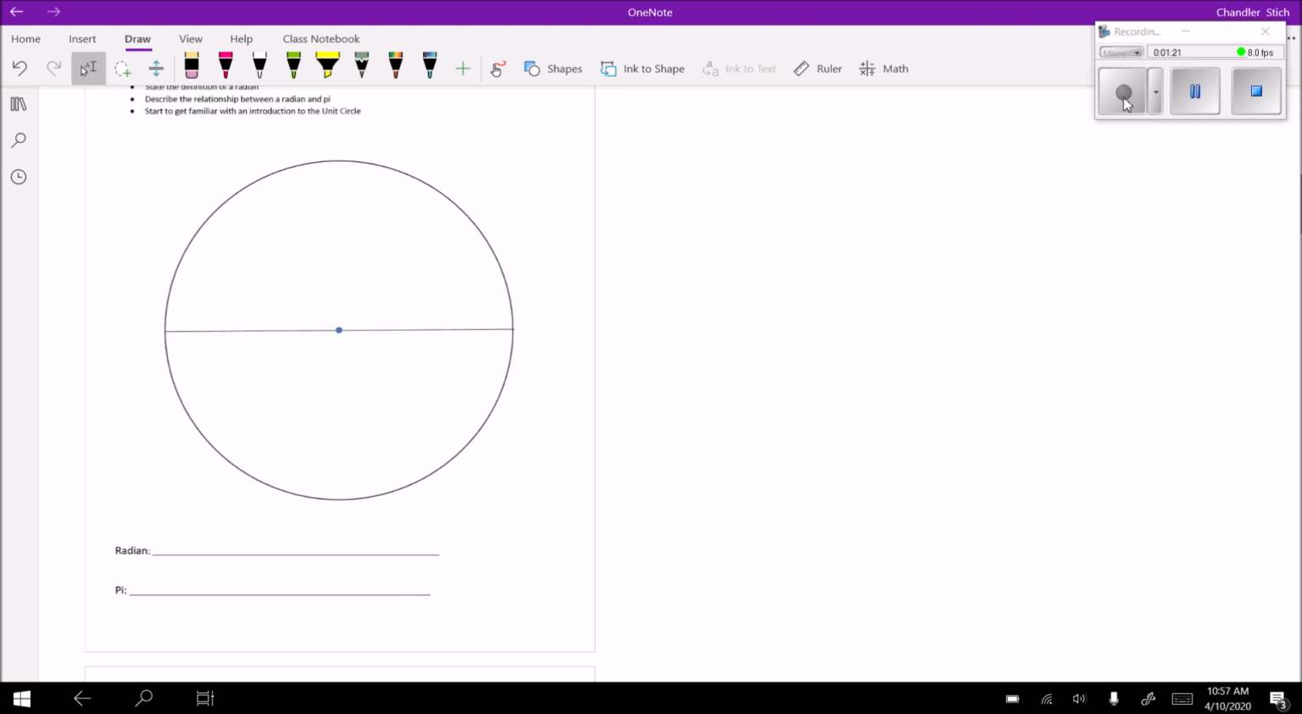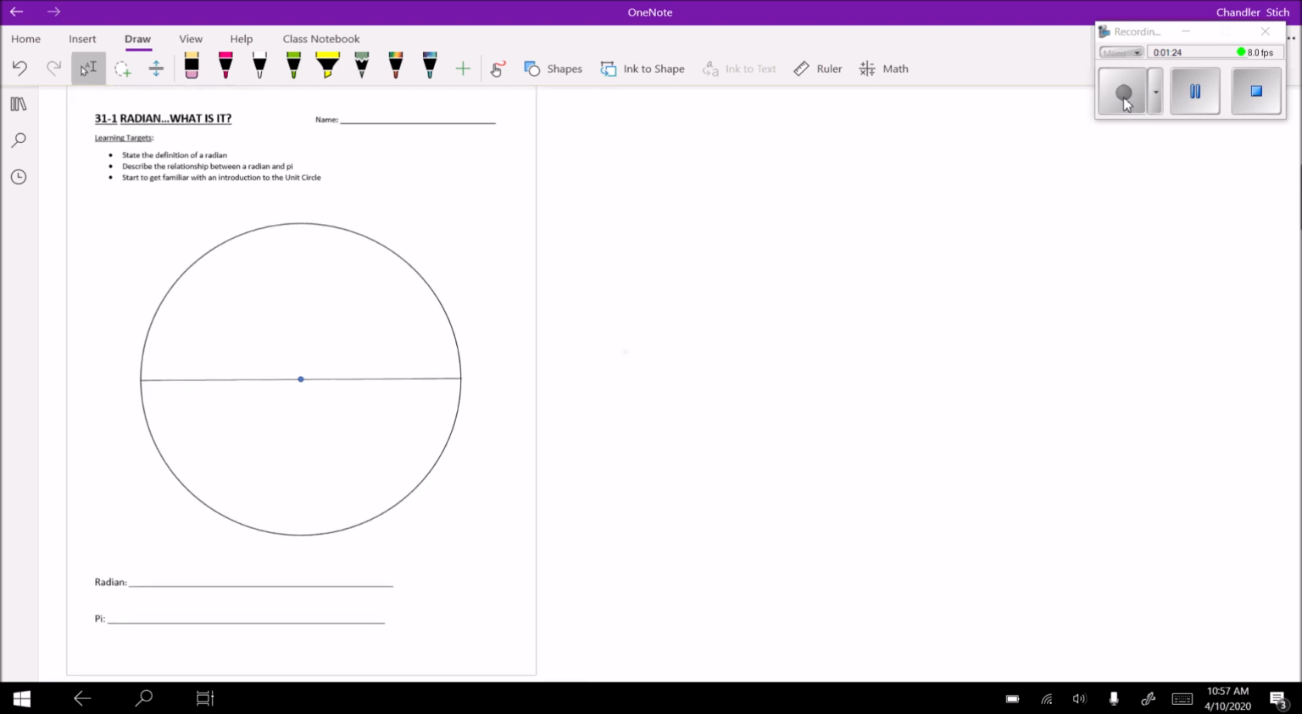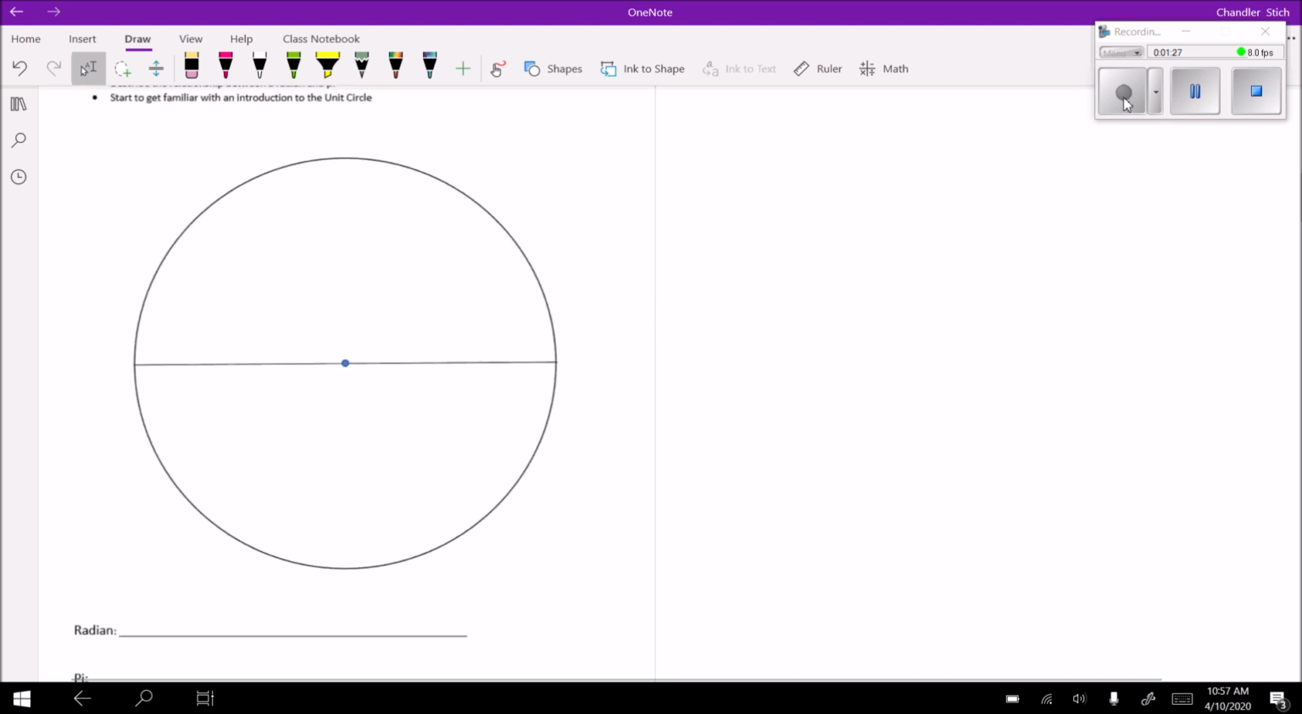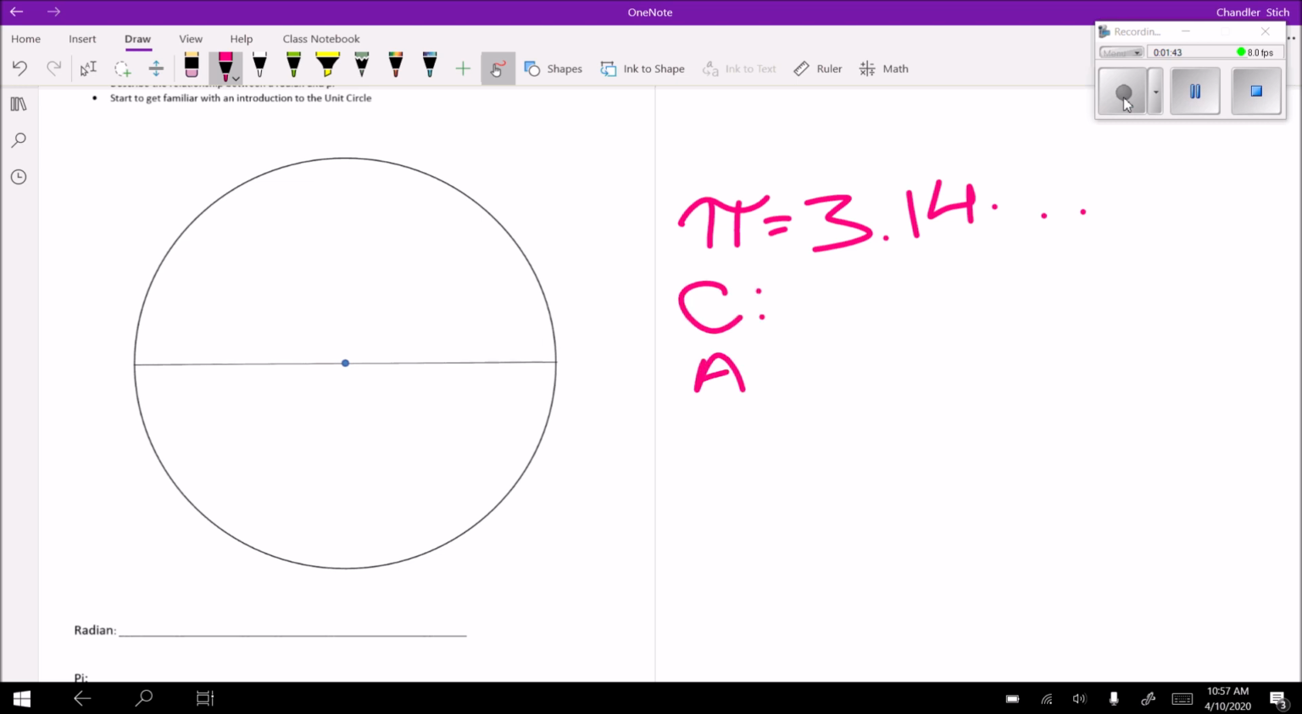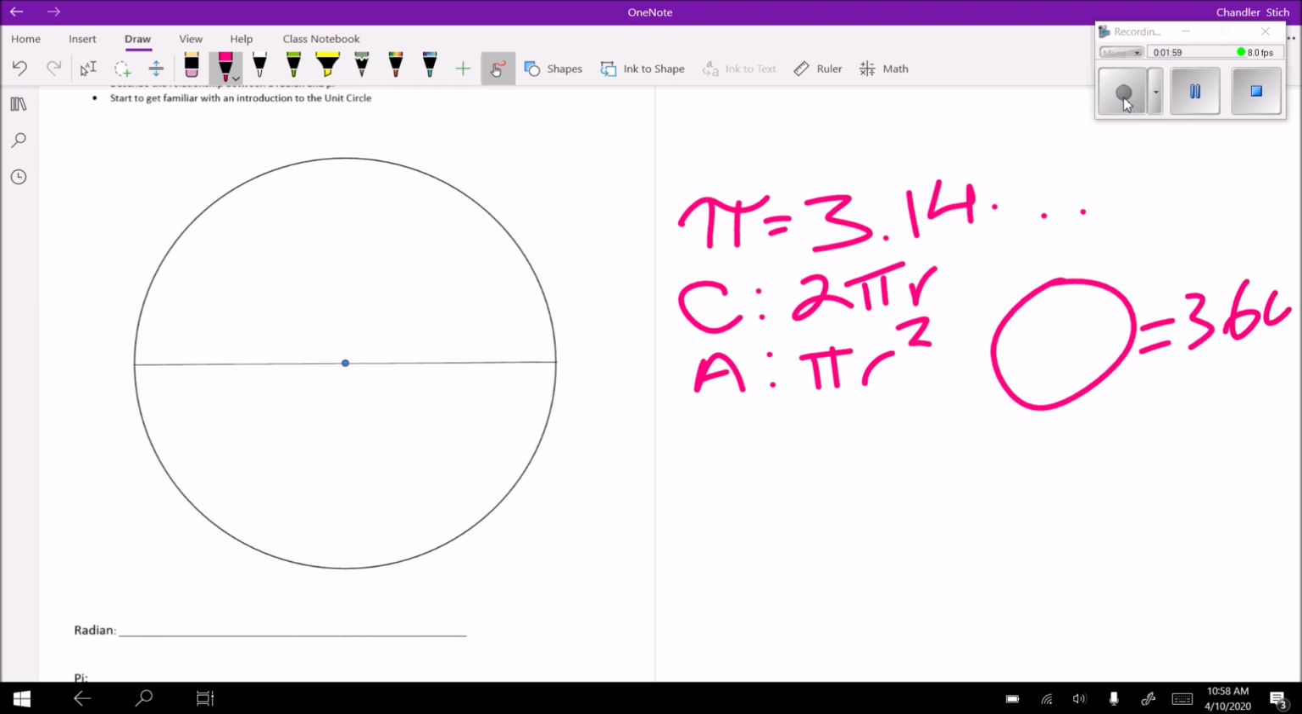All right, start here. What is a radian? We know pi is like 3.14, right? And that goes on forever. And we know that we've seen this before in circumference and area of a circle. So area of a circle is pi r squared. Circumference is 2 pi r, all right, r being the radius. So we know that. We know that a whole circle is equal to 360 degrees.